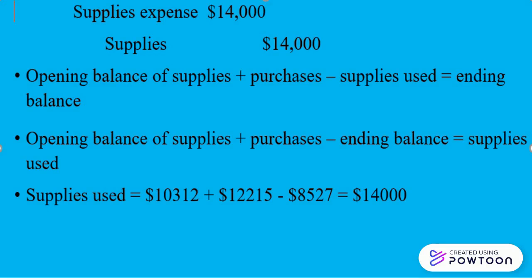So, as illustrated in the previous slides with the information and the three dot points here, we understood that the supplies used, we total them up and then we minus the ending balance gives us 14,000, meaning we have to debit our supplies expense and credit our supplies.